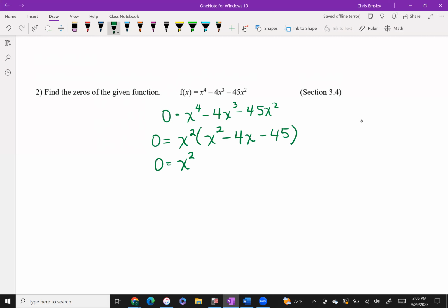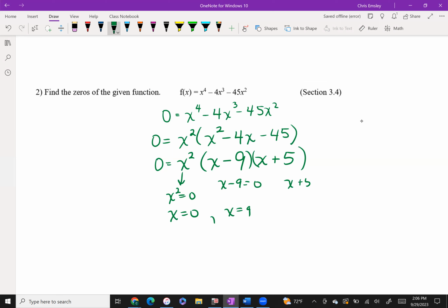Don't lose the x squared. Don't throw it away. It's going to be part of our answer. X squared splits into x times x. 45, I'm thinking 9 times 5. To get that negative 4x in the middle, we need a minus 9 and a plus 5. Set all your factors equal to 0. And don't forget about this one. X squared equals 0. Take the square root of both sides. There's one of our zeros. And then here we get a positive 9. And here we get a negative 5. So there are 3 zeros for that polynomial.